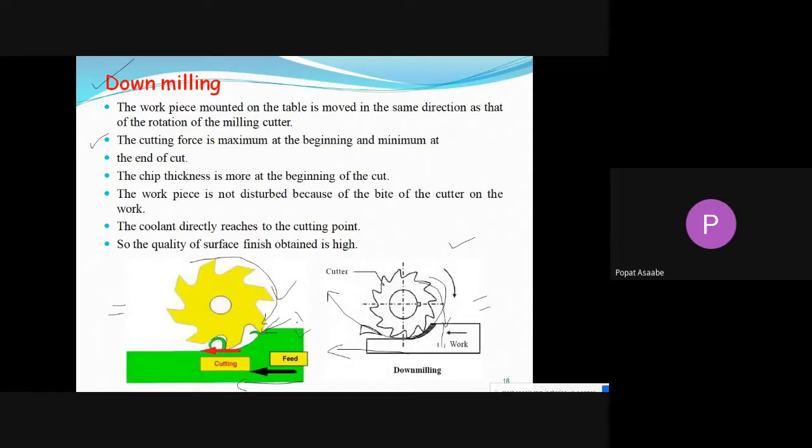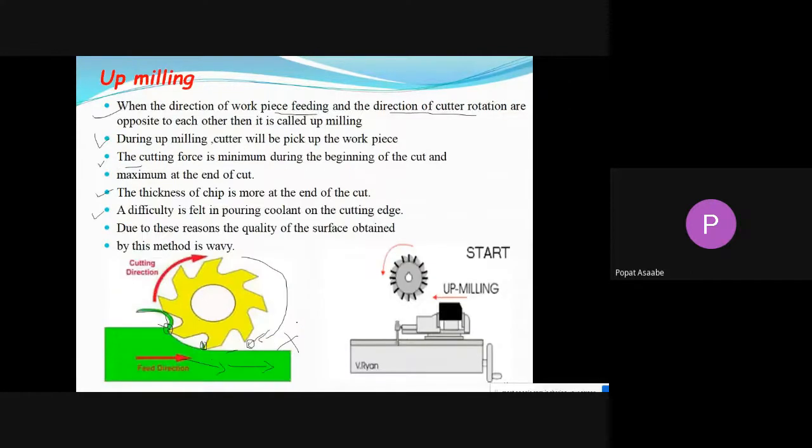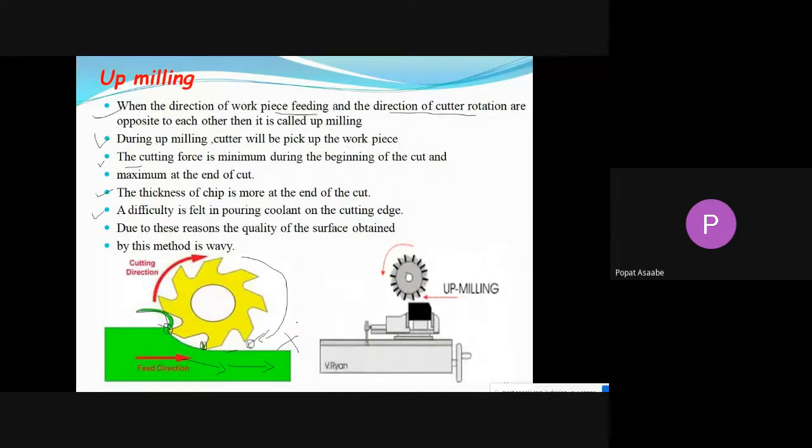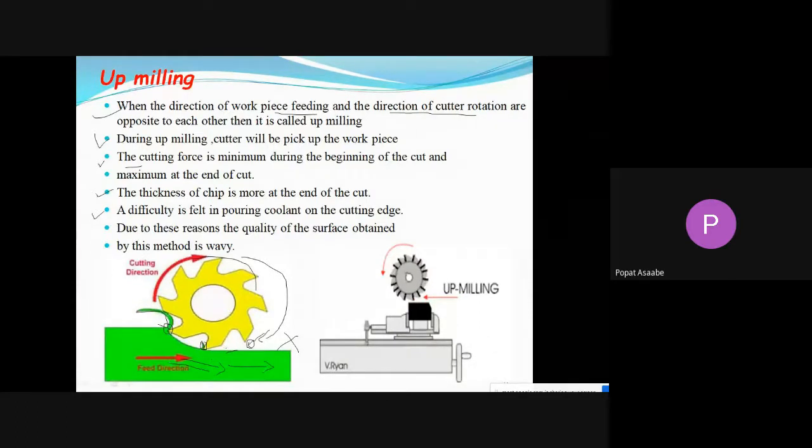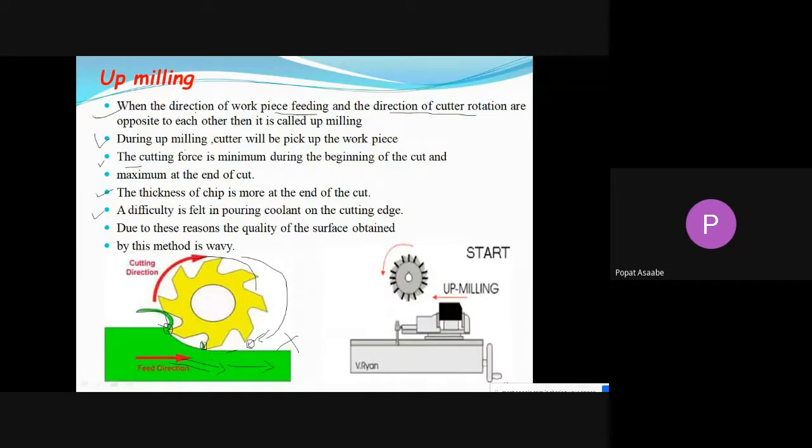Okay, have you understood what is meant by up milling and what is meant by down milling? Yes. See here, in up milling, the direction of your cutter and the direction of your workpiece feeding are opposite. It is called up milling. But in down milling, the cutter and your workpiece have the same direction.